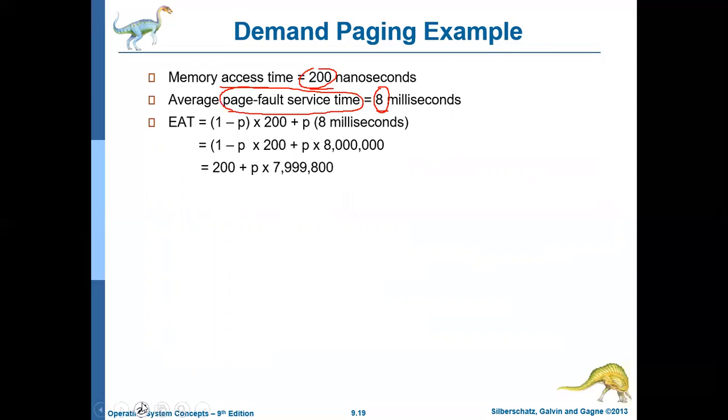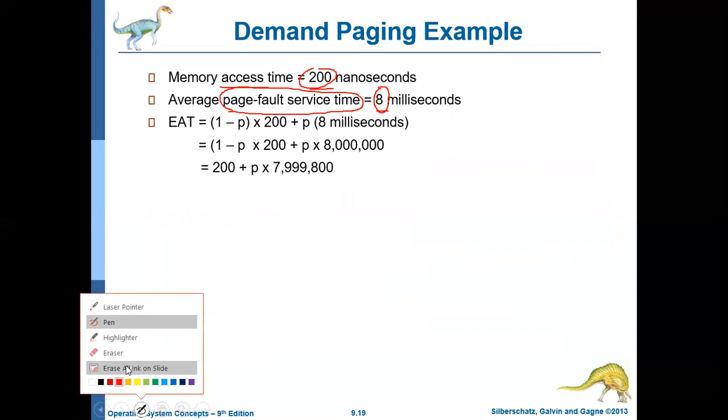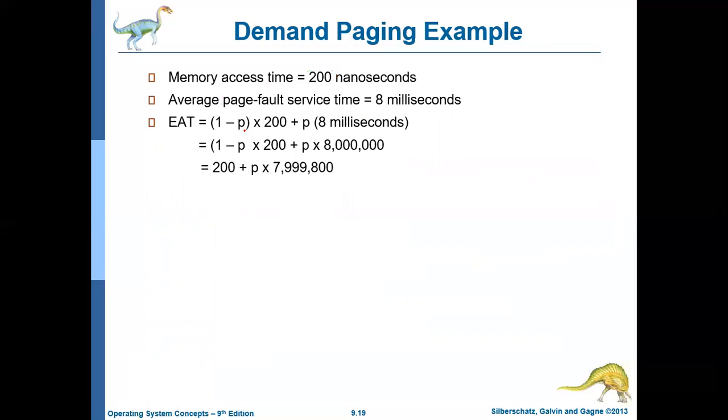In that case, the effective memory access time is given like this. What is effective access time? You recollect the formula: (1 minus p) into memory access time when there is no page fault, that is 200 nanoseconds, plus p into the page fault service time, or the page fault overhead. The overhead here is how much time? 8 milliseconds.